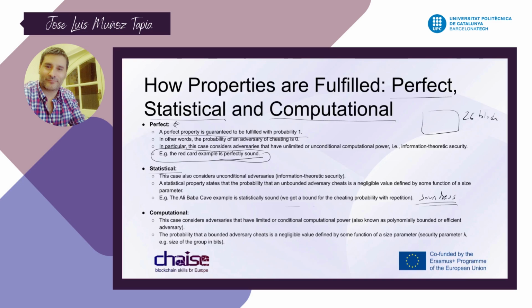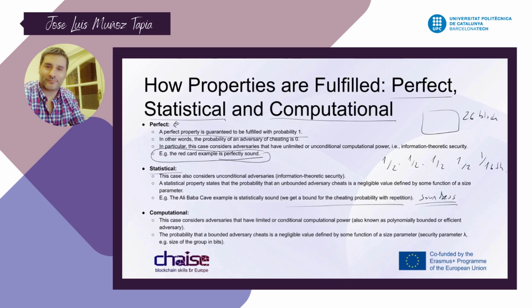Usually we get some bound by repetition. I mean, in our example, we get some bound by repetition. If we repeat 4 times, then the probability that you cheat me is 1 half, 1 half, 1 half, and 1 half. So it's 1/16.